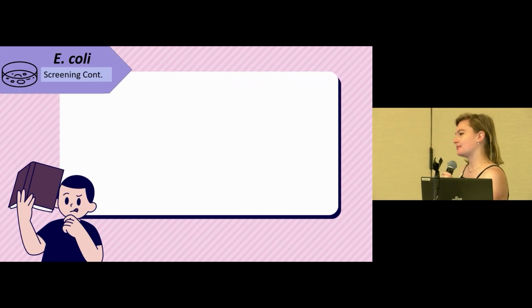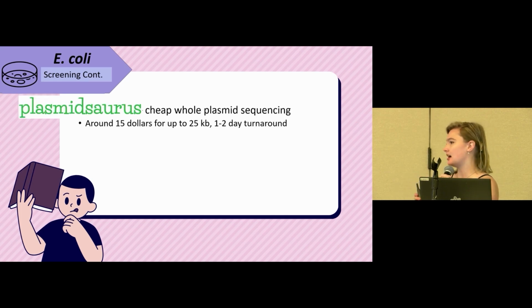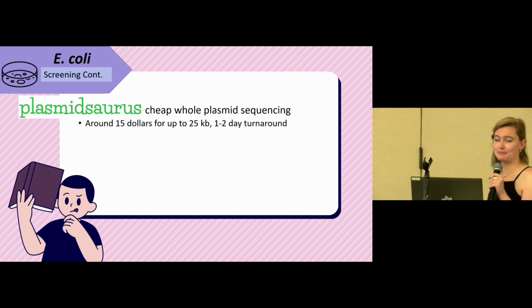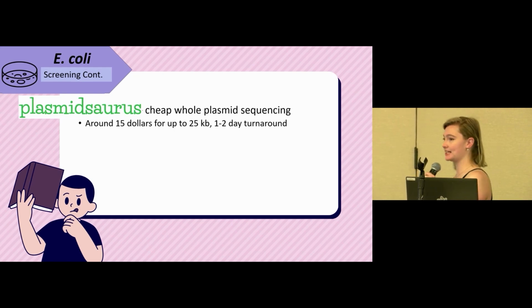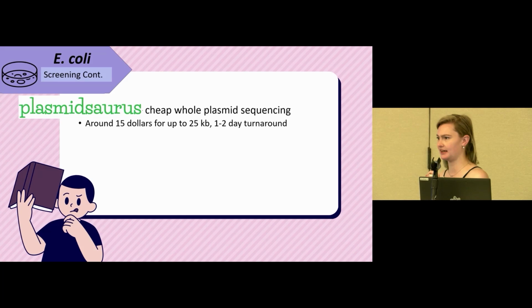Now, after you've done your selection and your screening, you may think you're done, and you can be, but I would highly recommend sequencing it if you can. Pretty much anywhere that does Sanger sequencing will do this, but I recommend Plasmid Saurus for whole plasmid sequencing. It's about $15 plus shipping and handling, and you get your results in about 1 to 2 days. Honestly, they've given me my results on a Saturday at like 3 p.m., so praise be Plasmid Saurus.